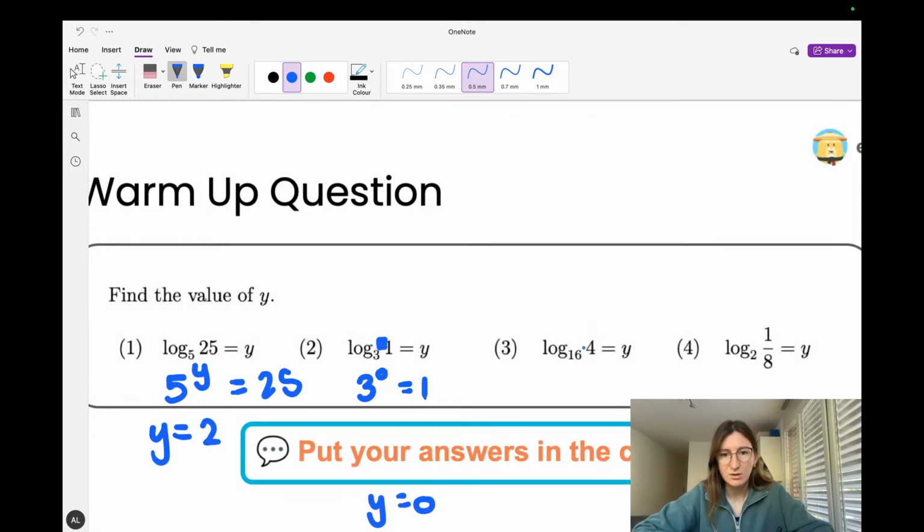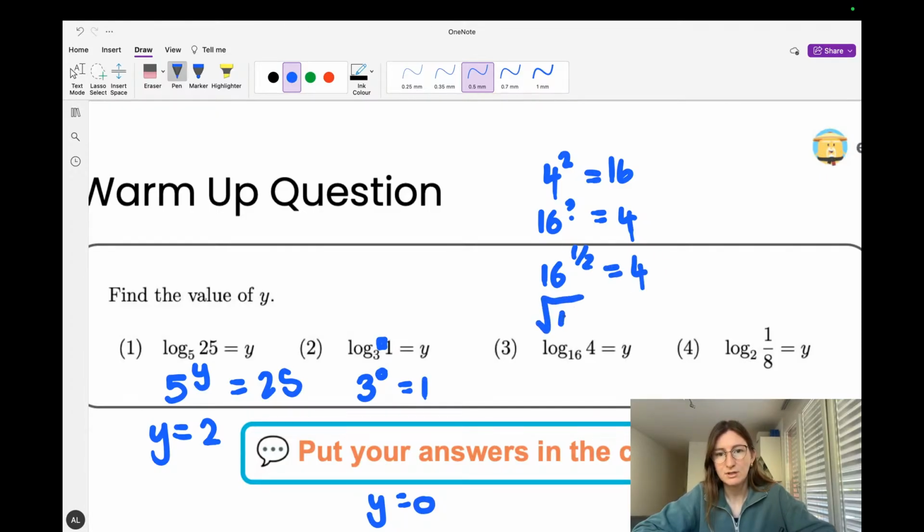Here, 16 to the power of what gives me 4? So we know that 4 to the power of 2 gives me 16. What about 16 to the power of what gives me 4? That's just the inverse. So 16 to the power of a half gives me 4. 16 to the power of a half is saying root 16. It's the same thing. So y equals a half.